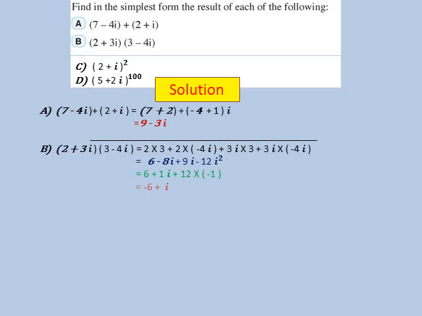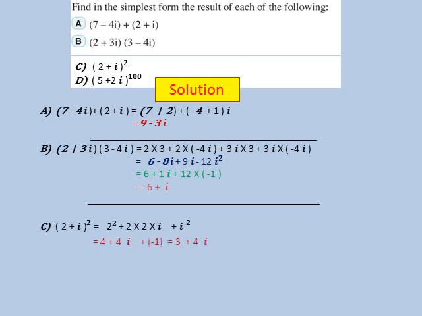So I make a product of two complex numbers. C, (2 + i) power 2. Like any bracket power 2, when we make an expansion for a bracket power 2: first power 2, first times second times 2, second power 2.